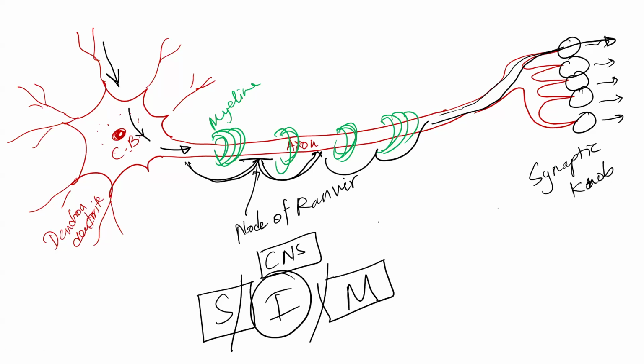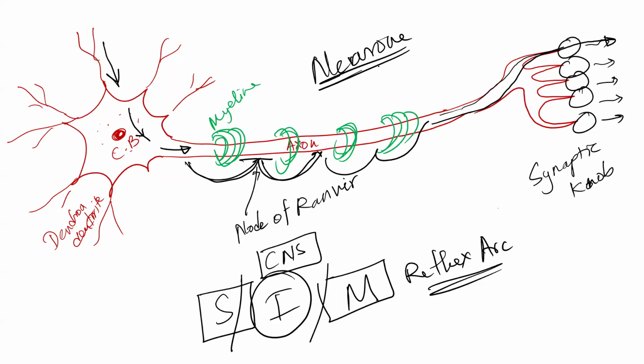The sensory neuron, interneuron, and motor neuron working together with the sensory organ and the effector is known as the reflex arc. That is the functional unit of the nervous system. Neuron is the structural unit of the nervous system. I hope you all are clear.